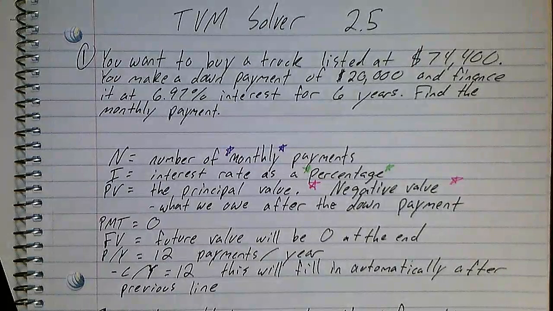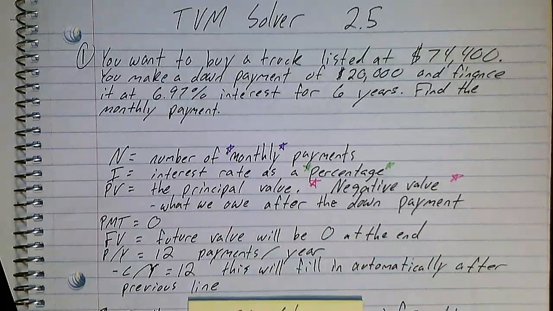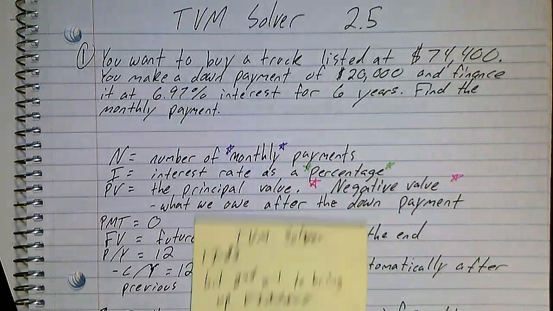You want to buy a truck listed at $74,400. You make a down payment of $20,000 and finance the rest at 6.9% interest for 6 years. Find the monthly payment. So we'll talk about using the TVM solver in regards to this question.